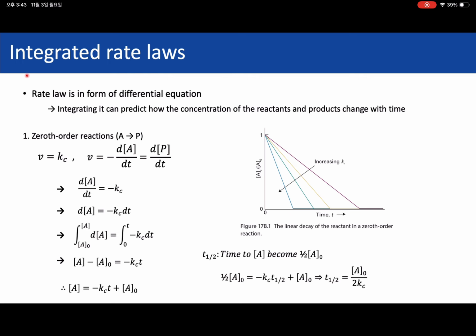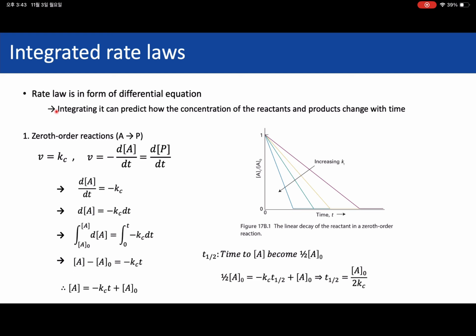So now let's learn the integrated rate laws. As we discussed in the previous slide, this rate law is in the form of a differential equation. Integrating this rate law can provide us information on how the concentration of reactants or products changes with time.